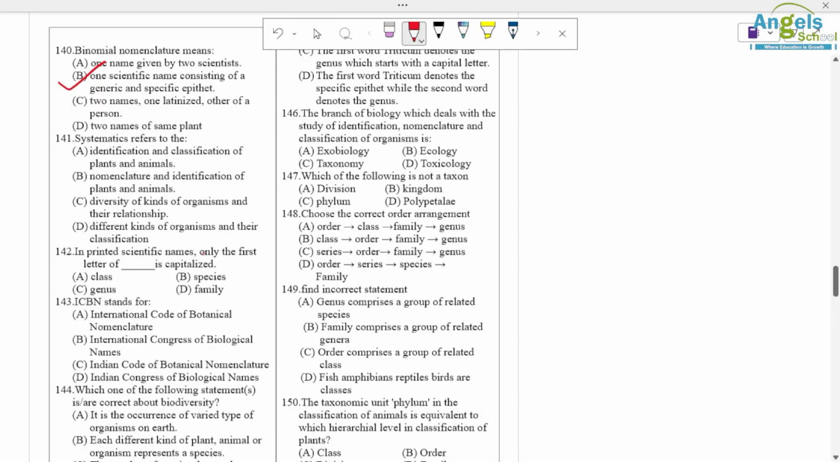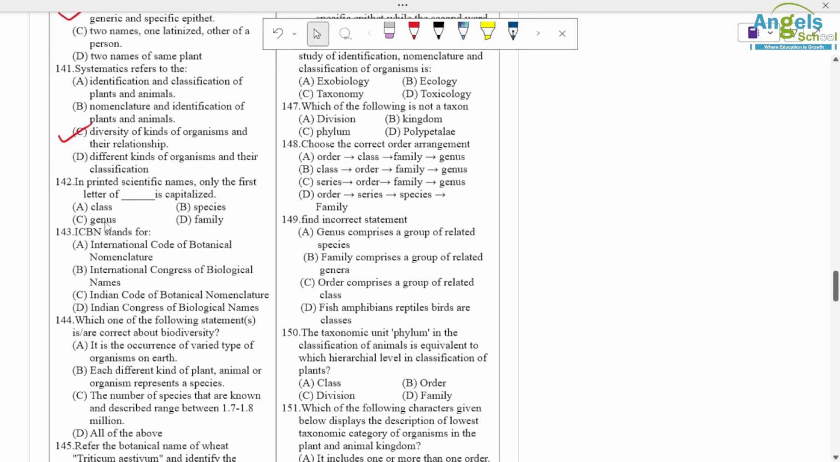Systematics refers to the discovery of the kinds and diversity of organisms and their relationships. In a printed scientific name, only the first letter of the genus is capital. ICBN stands for International Code for Botanical Nomenclature.